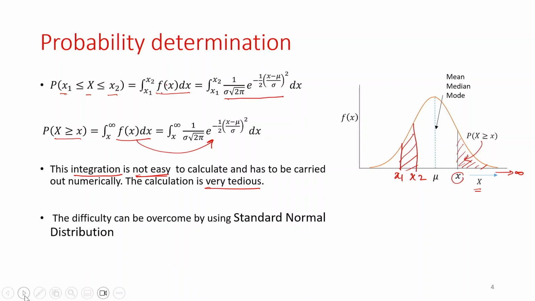Now, this difficulty can be overcome by using the standard normal distribution. Another term. So normal distribution and standard normal distribution, they are different. You should gradually become familiar with this term, standard normal distribution. If I can use this, then all this calculation of area becomes very, very simple. That is what we have to now learn.